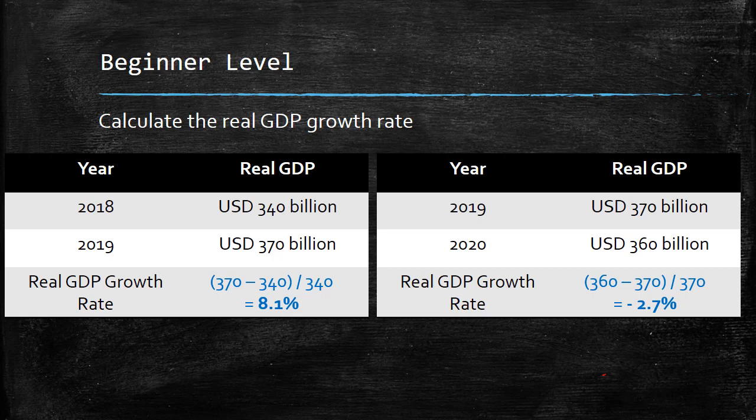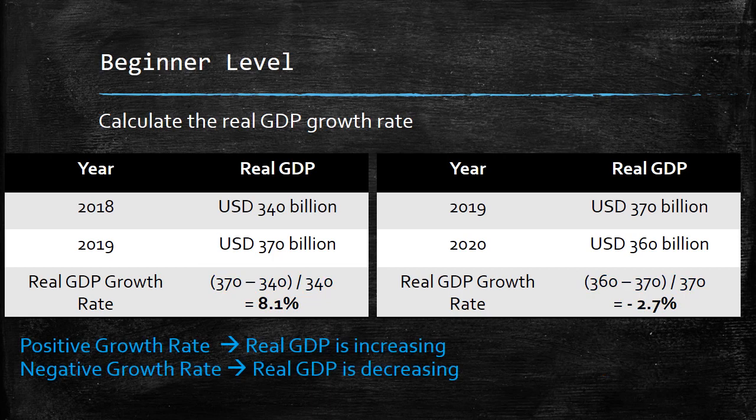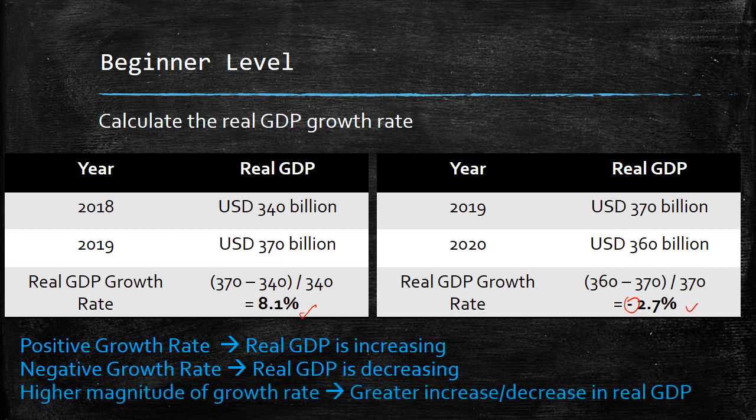So what do we notice from this simple exercise? Firstly, you will see that a positive growth rate means that real GDP is increasing, is going up, whereas a negative growth rate means that real GDP is falling, right? From 370 to 360, it is falling. So negative shows that real GDP is falling, national income is falling.